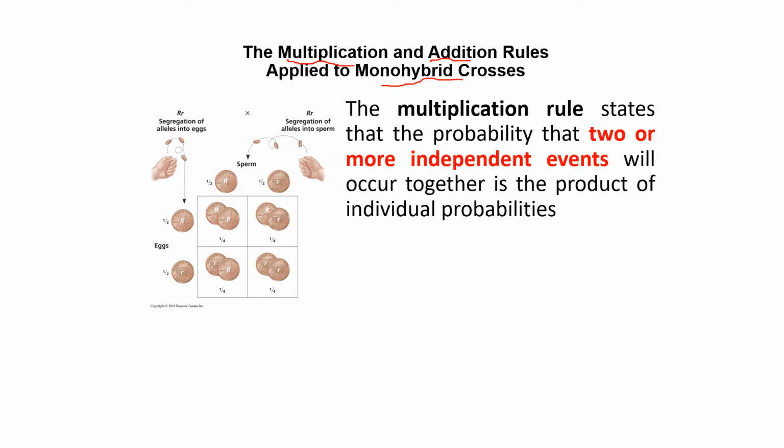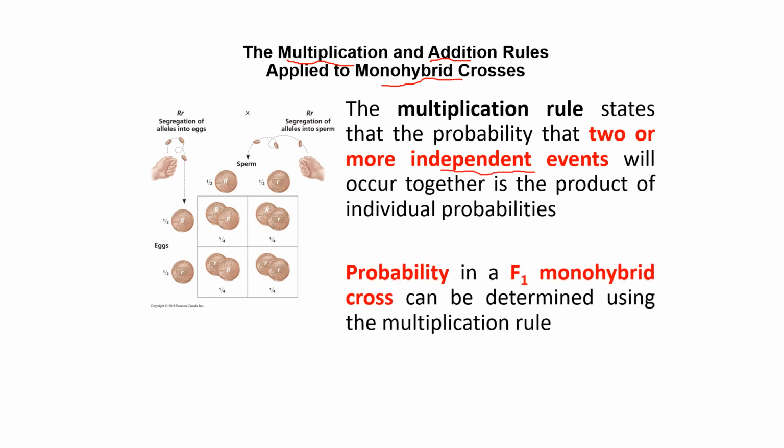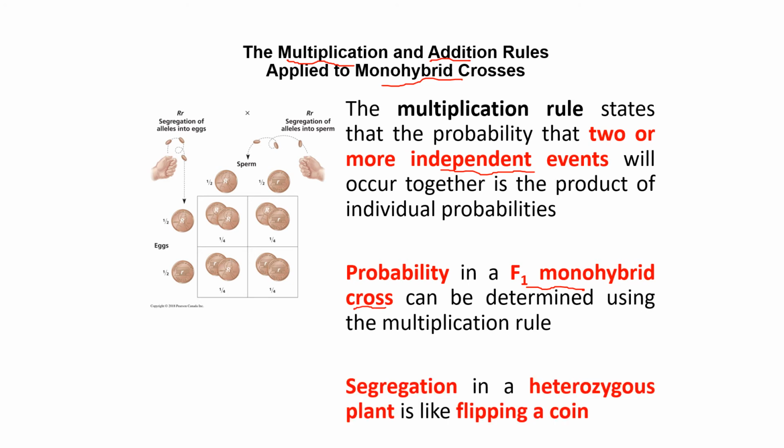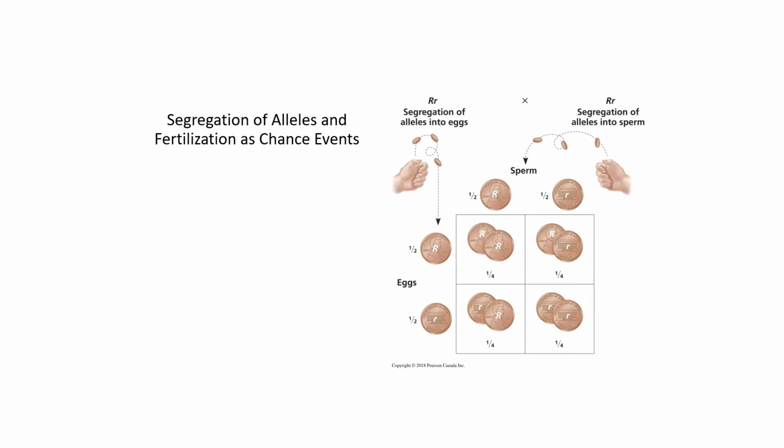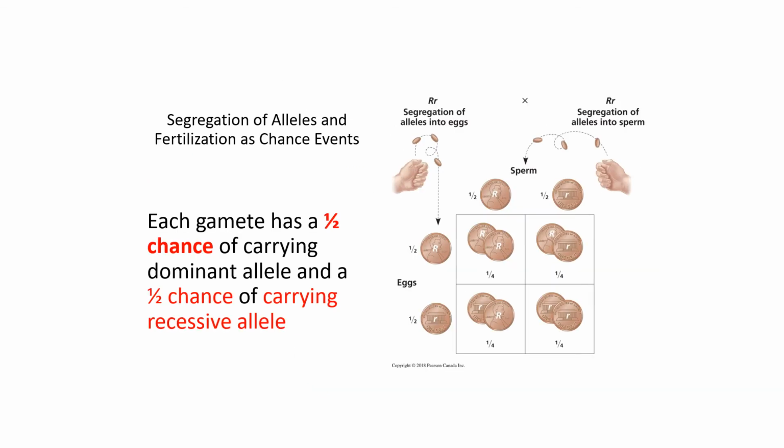How? You just have to multiply the probabilities of two independent events, and this can be used to calculate the probability of monohybrid crosses. For example, the segregation in a heterozygous plant is like flipping a coin. So the Mendel example can be calculated like this. Each gamete has half of the chances of carrying the dominant allele and half of the chances of carrying the recessive allele. So now let's do a more complicated exercise.